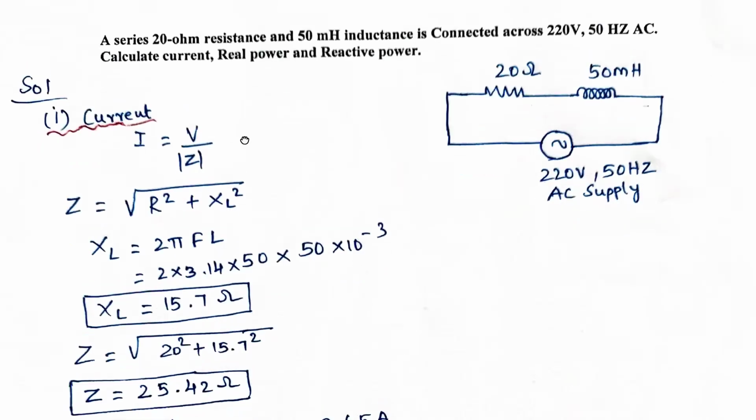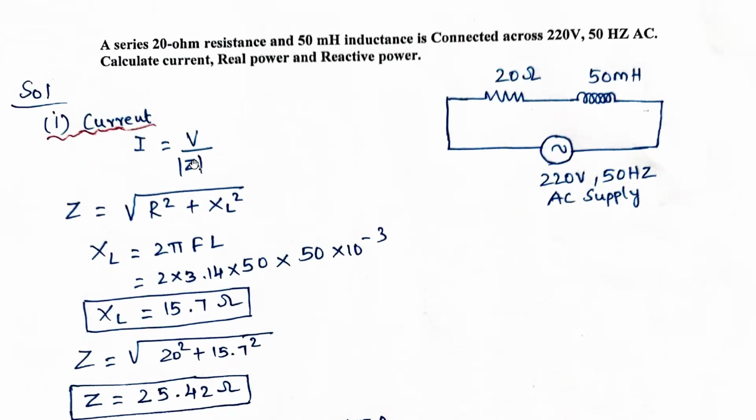Current I is equal to V by Z magnitude. So we need to find out the Z magnitude. Z magnitude is equal to root of R square plus XL square. So XL is 2 pi F into L, or omega L. So 2 into 3.14 into 50 into L, which is 50 millihenry, so 50 into 10 to the power minus 3. So if you calculate, we get the answer as 15.7.